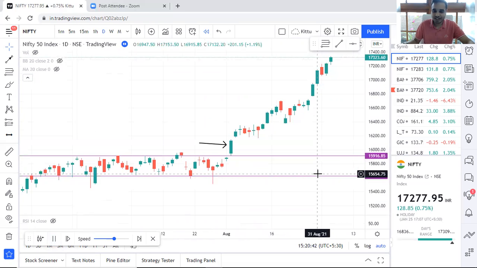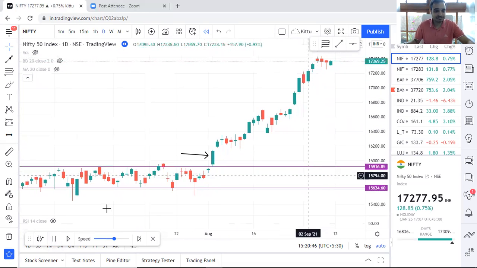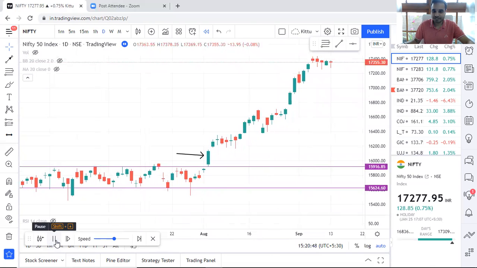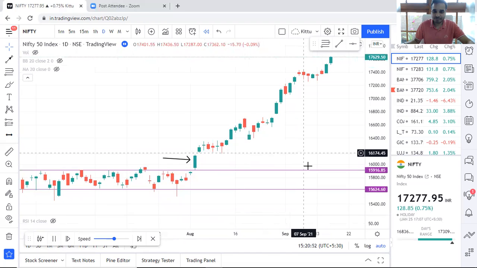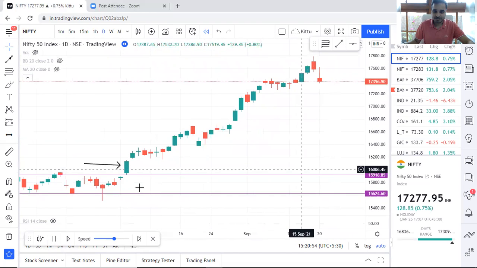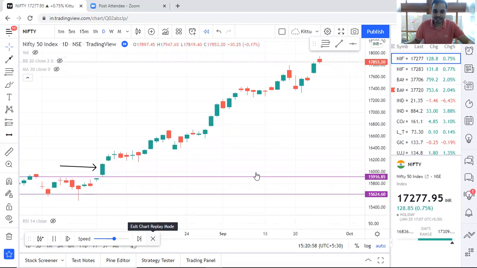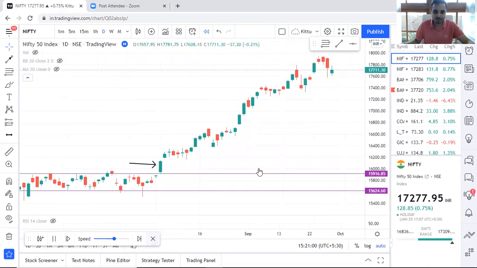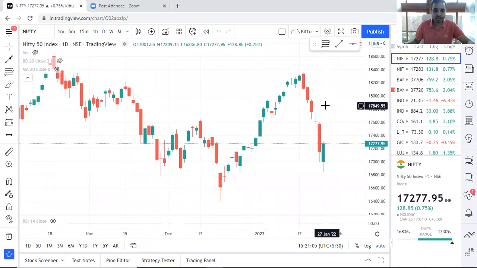Perfect, perfect. Are you learning? Please type yes in the chat box if you are learning. Excellent. That is the power of technical analysis: where to enter, where to exit, and how to look at the zones, support and resistance and all.